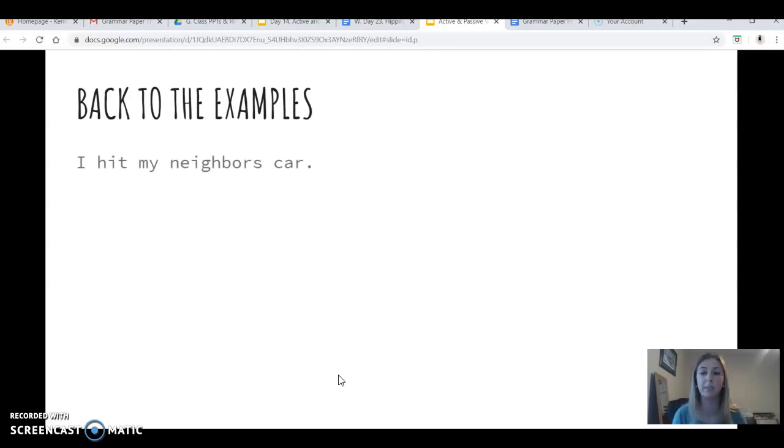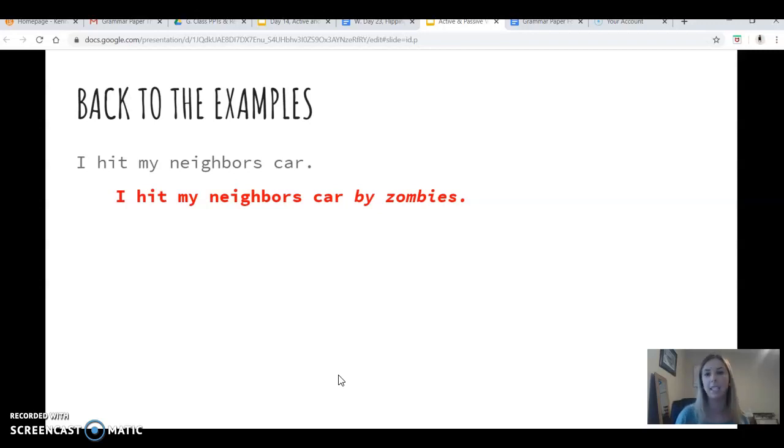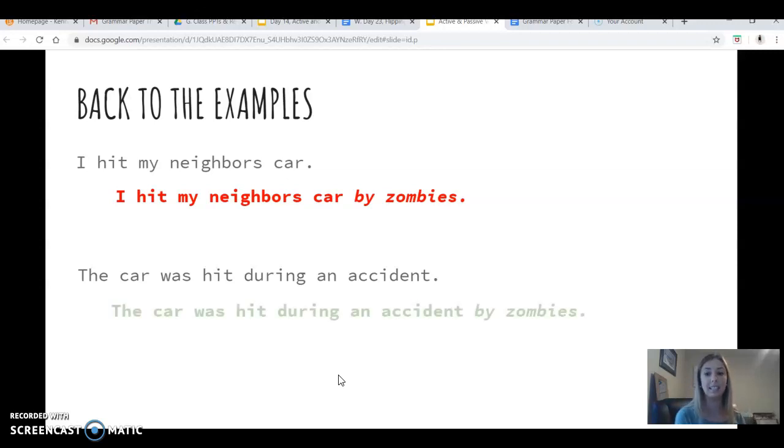So the first sentence, like we said, I hit my neighbor's car. Now if we add by zombies, I hit my neighbor's car by zombies. That doesn't make any sense to us. So we know that that is using active voice. Now, if we say the car was hit during an accident by zombies, it reads a lot easier and it makes sense. We know the car was hit by zombies, so it's putting the blame on someone at that point, which means that it is passive voice.